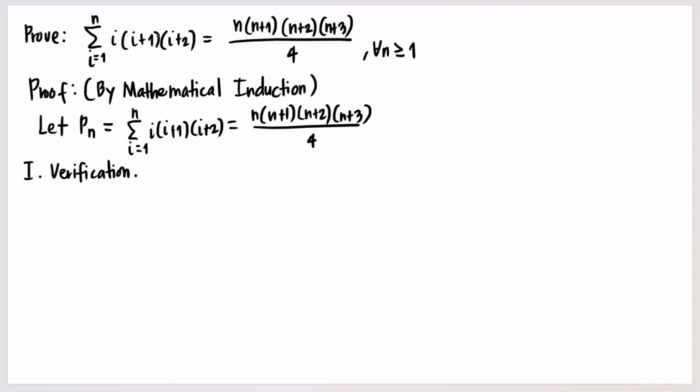We need to verify that the left-hand side of this equation is equal to the right-hand side. Then we'll know that it is true. Let's let n equal 1. It's the minimum value here.